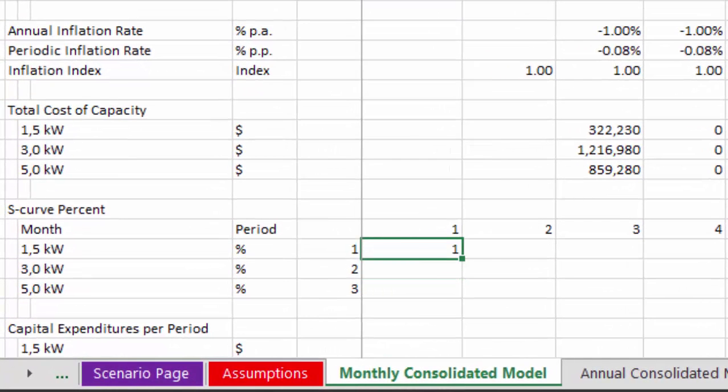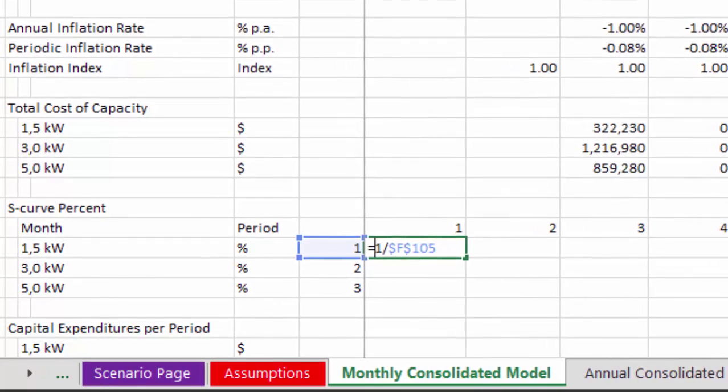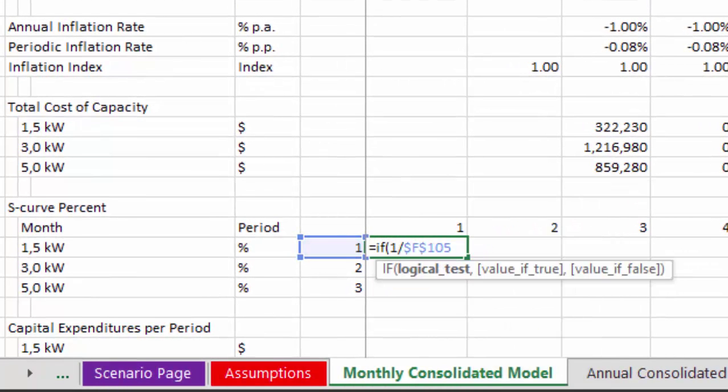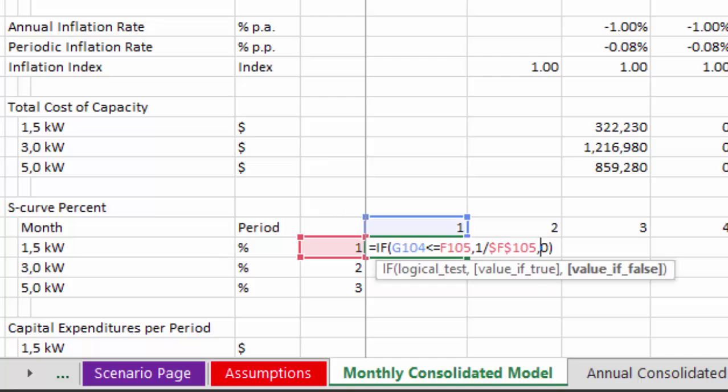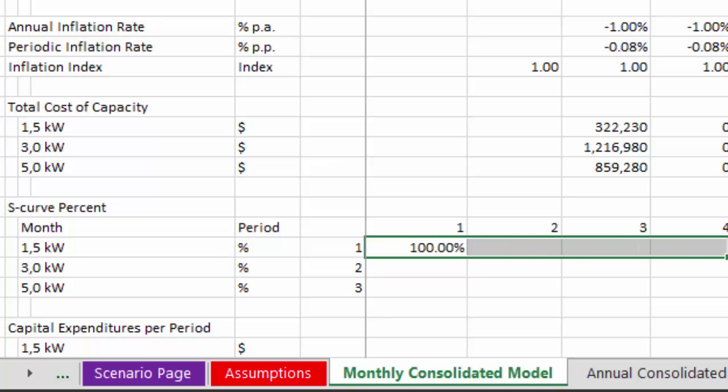Why don't we do it by hand? Although we could say if this number is less than or equal to this number, then we'll take that. Otherwise, we'll take 0. Now, just press the F4 key a couple of times. This was on the top one, and this was on the side one. Okay, and then we can get our S-curves.